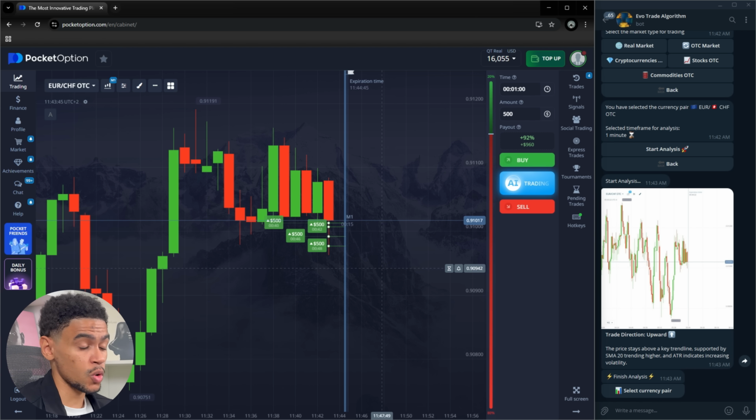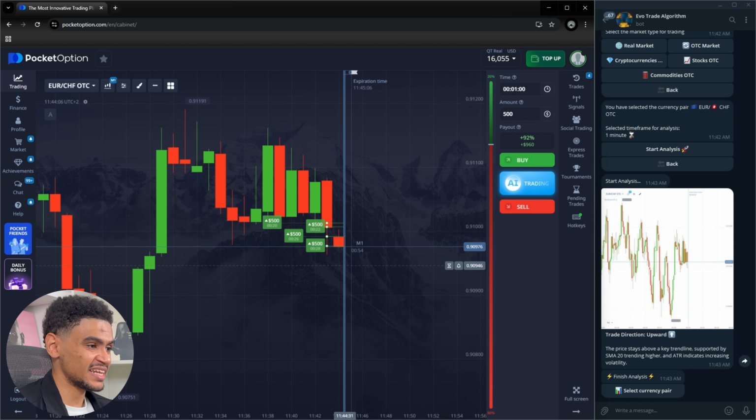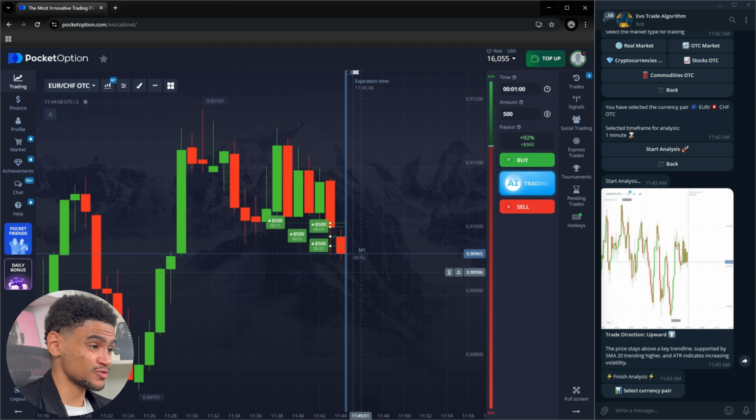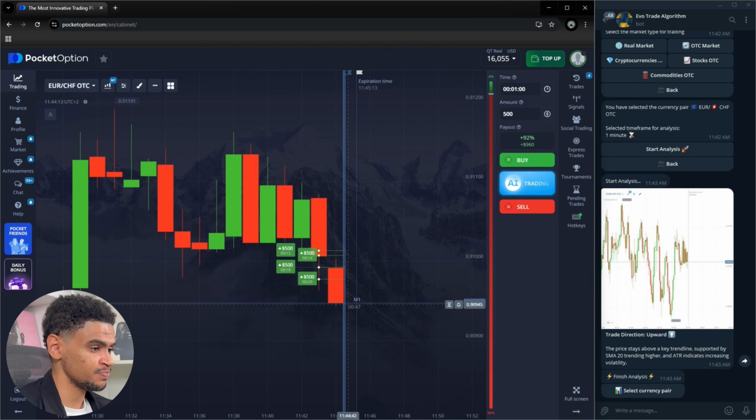And the analysis, as always, this is a big part of why this robot is so amazing. Having the access to instant analysis on the trade that you're taking is invaluable. The price stays above a key trend line supported by SMA 20 trending higher, and ATR indicates increasing volatility. We can definitely see the volatility is increasing. There's a lot of movement starting to go, and I think unfortunately this is going to be a rough trade unless we see a massive pushback here, which I don't know if it's gonna happen. But it is what it is, you know, not every single trade is gonna go in. Some trades are gonna be a bit more risky, some trades are gonna be easier.